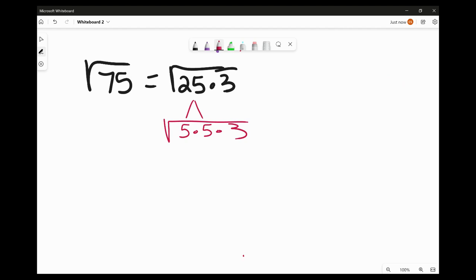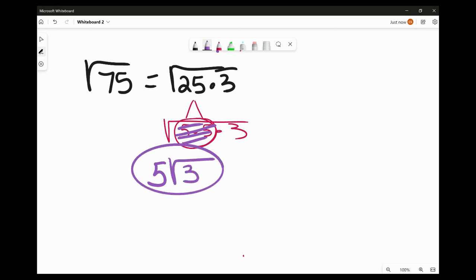When I'm finding a square root, I need 2 of something. If I have 2 of something, that means I can bring 1 out. Since I have 2 5s on the inside, I can bring 1 5 to the outside, and that cancels the 2 5s on the inside. If I look at the 3 in the square root sign, it has no partner. Since it has no partner, it stays in the square root sign, and I'm leaving it like that. And that's how I would simplify the square root of 75.